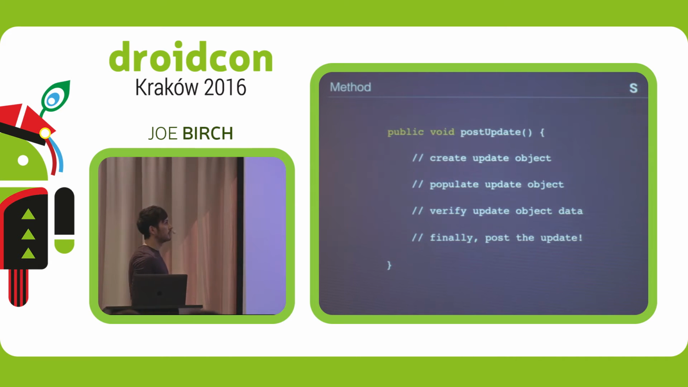And this also applies to methods. So we had this post update method. Given the name, you think, oh, it just posts the update. But it wasn't. It was creating the update object, it was populating it, it was verifying the data, and it was also posting the update. So again, that method was huge, and it's too much responsibility. You should be breaking that method up into separate methods and make it more manageable.